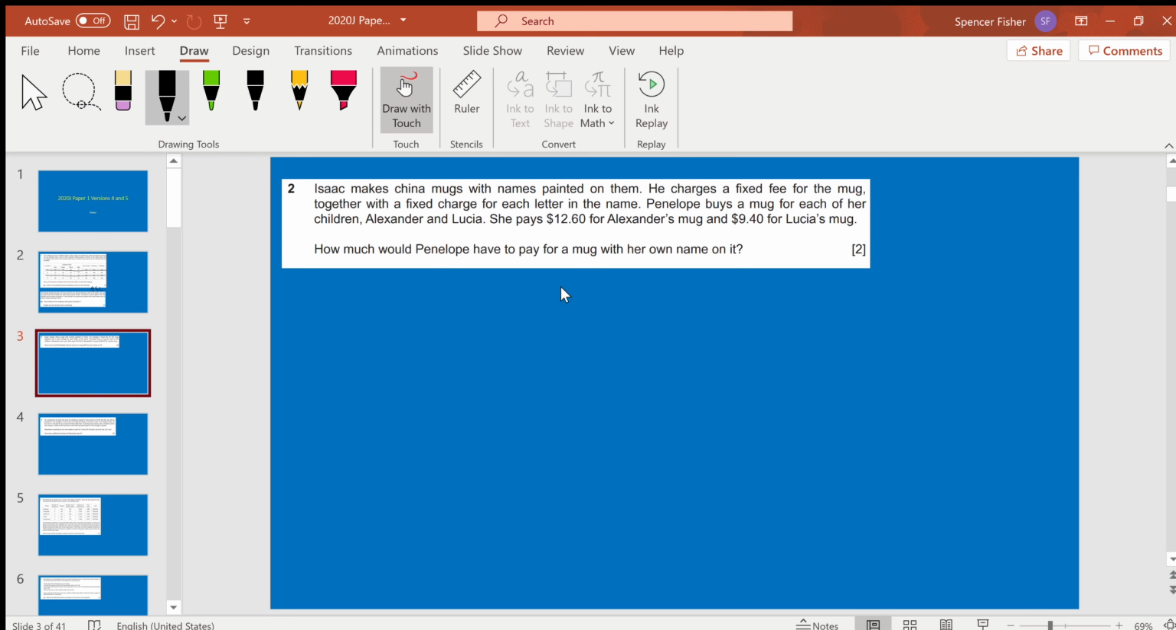All right, number 2 for version 4. This one you could have done a number of different ways. So Isaac makes china mugs with names painted on them. He charges a fixed fee for the mug, together with a fixed charge for each letter in the name.